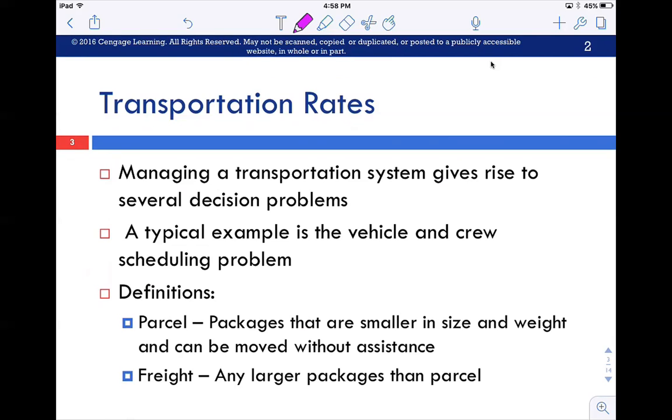Okay, so some companies say that parcel deliveries should have less than 100 pounds of weight, but this changes from one parcel transportation company to another. Some company might just say their system can only handle up to 50 pounds. So these weight and volume restrictions are not really a strict science. It changes from one company to another. So what is freight then? Freight transportation is basically any larger packages than parcel.